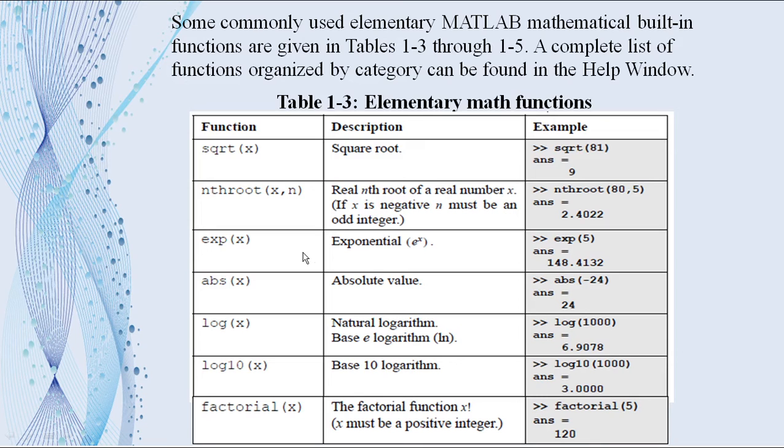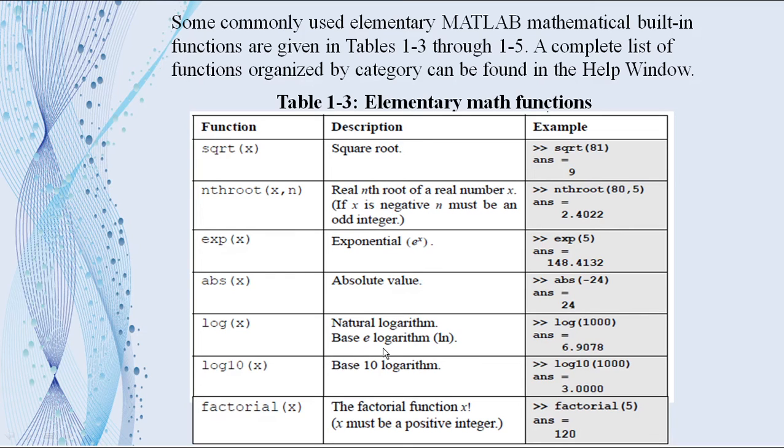Exponential of x, absolute value of x, log of x to the base 10, factorial of x. These are given here with an example. Exponential of 5, that is e power 5, gives 148.4132. Absolute value of minus 24 is 24.